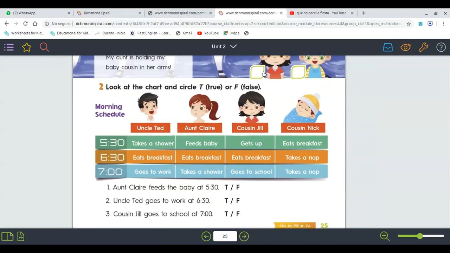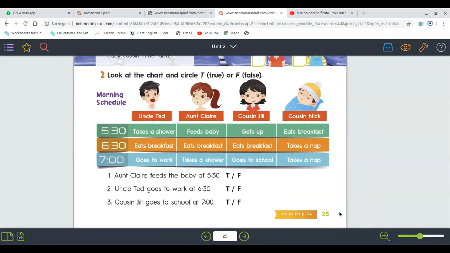Well, and they have a daily routine. For example, Uncle Ted, Uncle Ray, cousin Gio, and cousin Nick, because they are different people. They already have different activities, different daily routines. For example, at 5:30, Uncle Ted takes a shower. Uncle Ray feeds the baby, and cousin Gerald gets up.